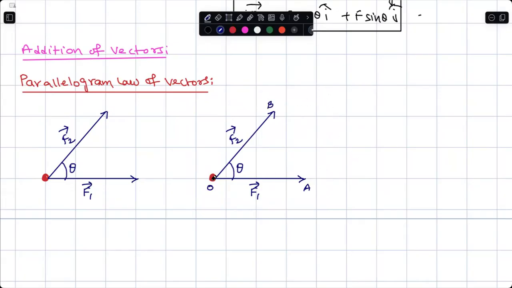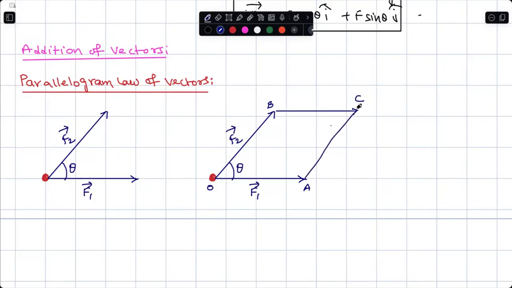See, the two adjacent sides are originating from O. Now you complete the parallelogram. How to complete the parallelogram? You draw a line parallel to OA, whose length is the same as OA. Let that be C. So BC length and OA length are the same, OA bar direction and BC bar direction are the same. Then you can say they are equal vectors.